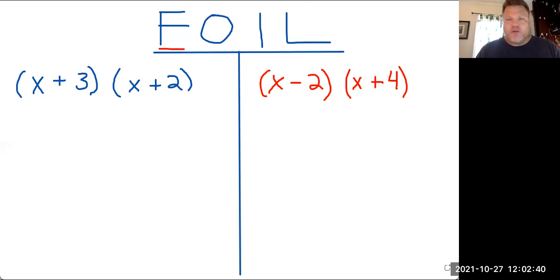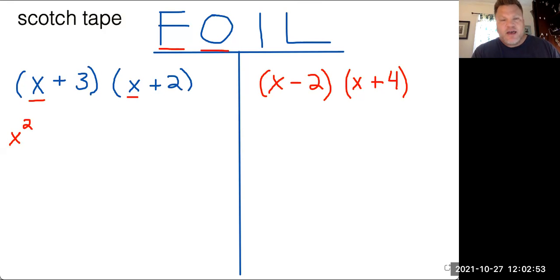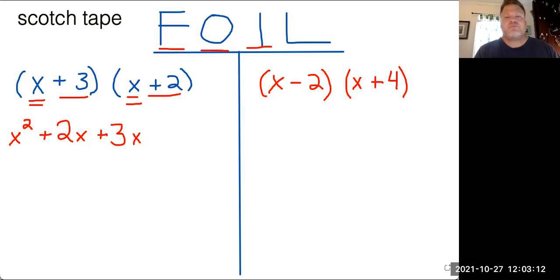All right, so we're going to run through the left side, and it should be kind of familiar. First, we do firsts. X times X is just X squared, or X to the second power. Those two, square and second power, mean the same thing. Outside is Scotch tape. So X times positive 2 is just Scotch taping together. It's positive 2X. Inside is these two. Positive 3 times X is positive 3X. Just Scotch taping together. And then last is actual math. 3 times 2 is positive 6.